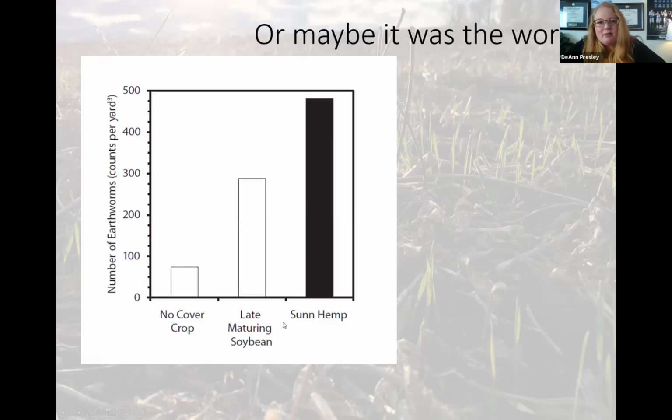So maybe it was the worms, but the worms were there because of the cover crop, right? So the worms and the cover crop, it's everything together. So I think about it this way.